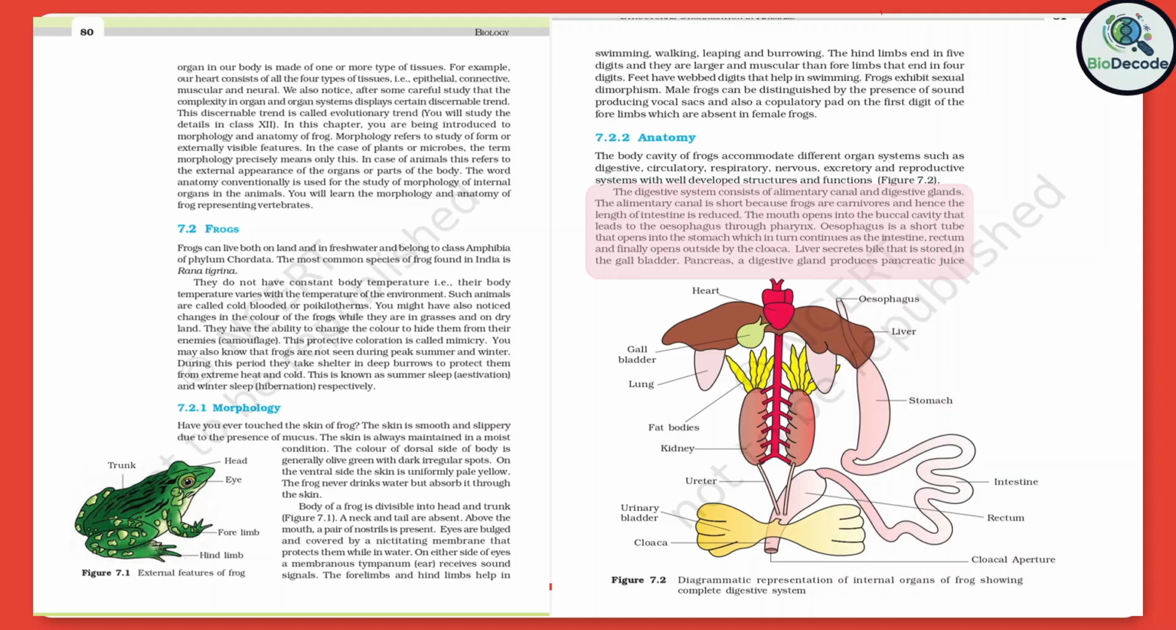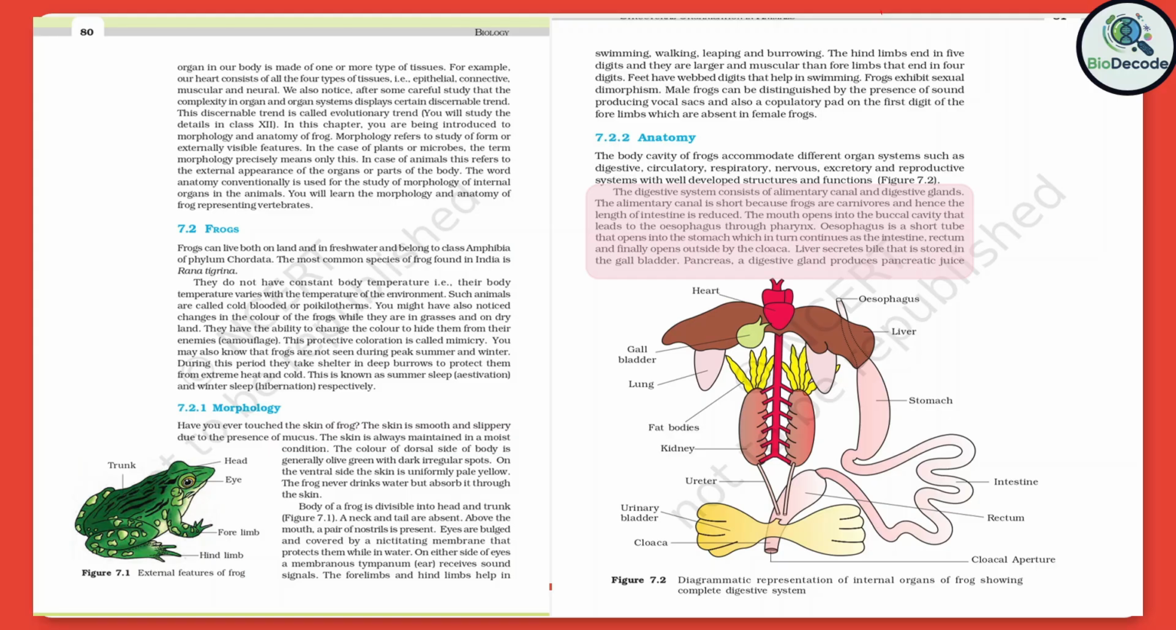The digestive system consists of the alimentary canal and digestive glands. The alimentary canal is short because frogs are carnivores, and hence the length of the intestine is reduced. The mouth opens into the buccal cavity that leads to the esophagus through the pharynx. Esophagus is a short tube. It opens into the stomach, which in turn continues as the intestine, rectum, and finally opens outside by the cloaca.